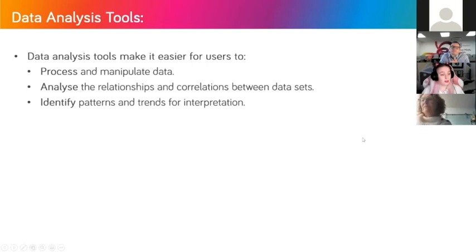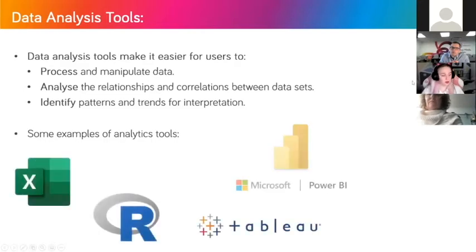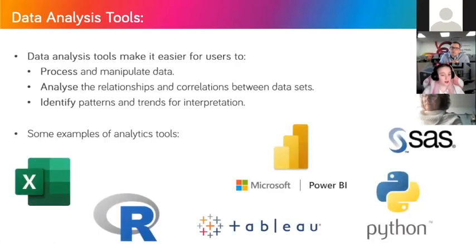Some of these tools that will help you manipulate your data and change it and aid you along the way will help you look for correlations between data sets, maybe set up relationships, and they'll help you identify patterns or trends that you as a human eye couldn't see or work out. Some of them you might already be aware of, some might be new to you. Some examples would be Excel or Tableau or SAS or Python.